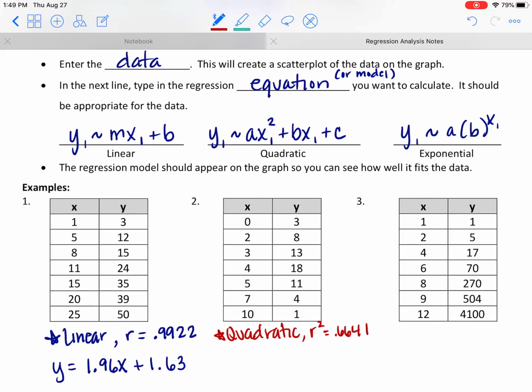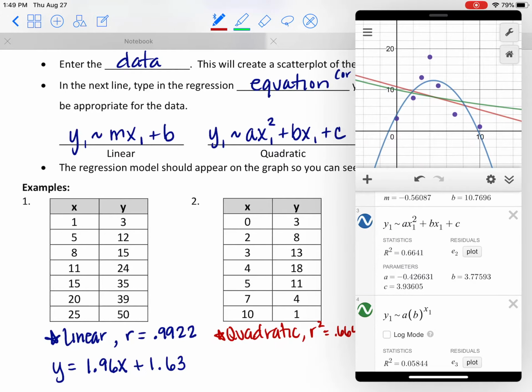0.6641. Squeeze that in there. Okay, and that's a decent, not the strongest possible, but an average positive correlation. And so our model is going to be y equals, in place of a, we're going to put in negative 0.43 in front of our x squared, plus b in front of x, and b is about 3.78, and then we're going to add in c, which is about 3.94.